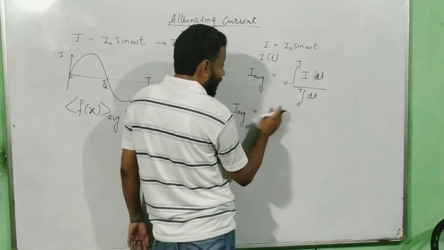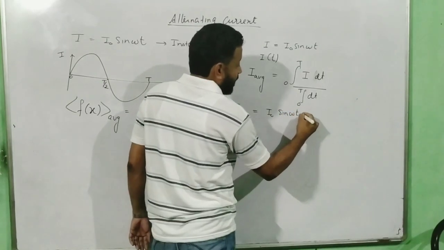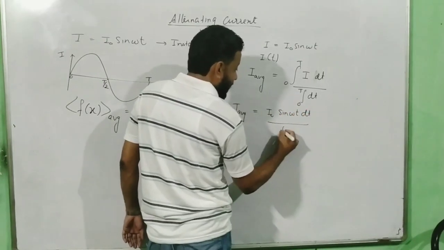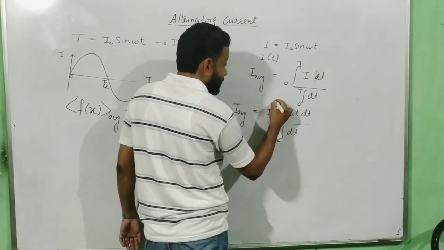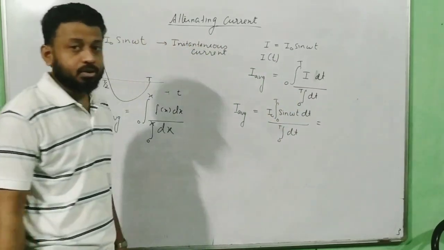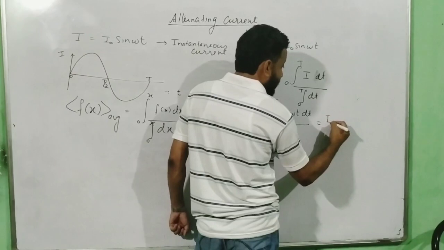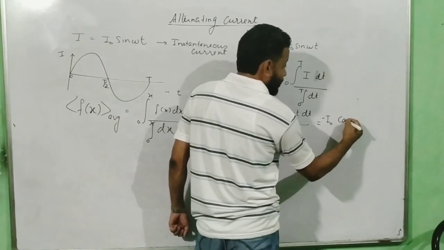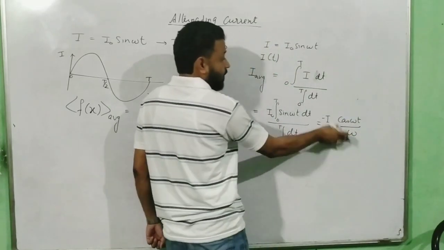The integral of I dt, what is I? I is I naught sin omega t dt, divided by the integral of dt, full cycle, 0 to T. Now what is the integral of the sine function? The integral of the sine function is minus cosine. So the rule says it will become minus cos omega t, and then the omega comes in the denominator.